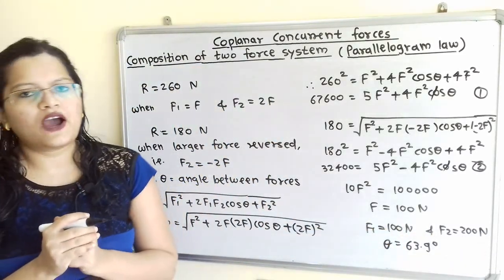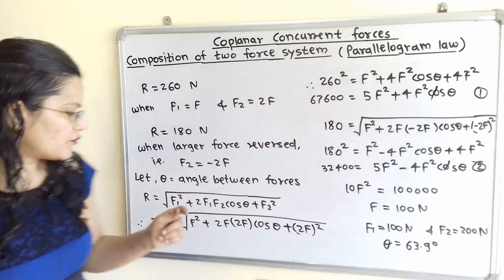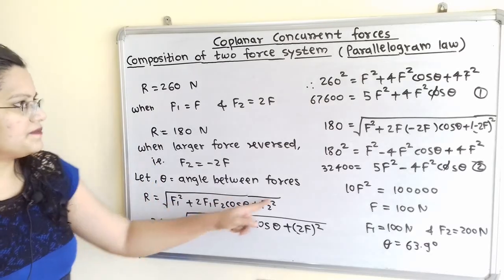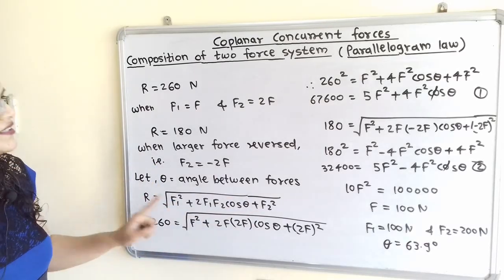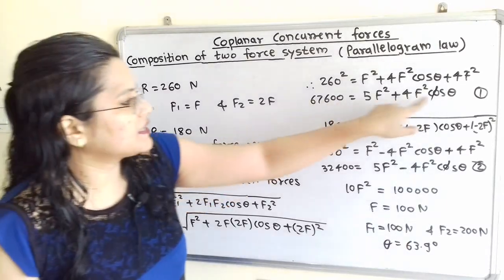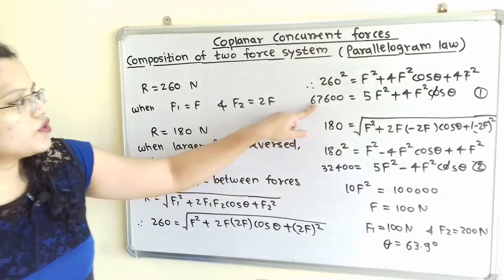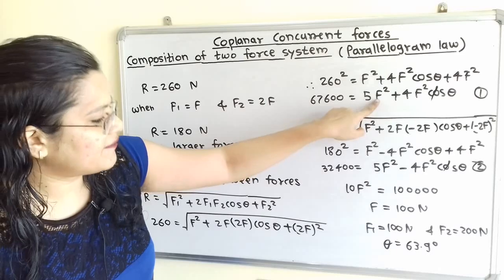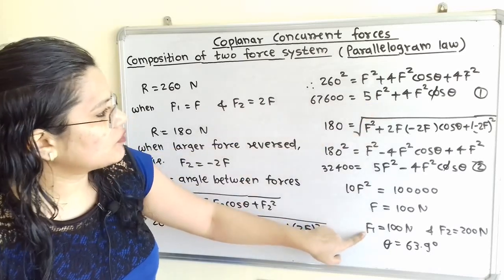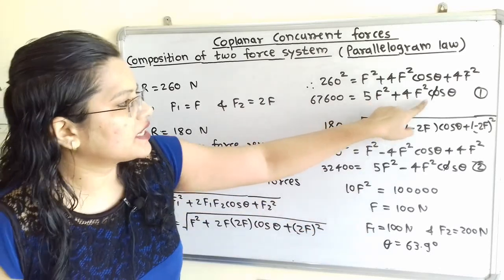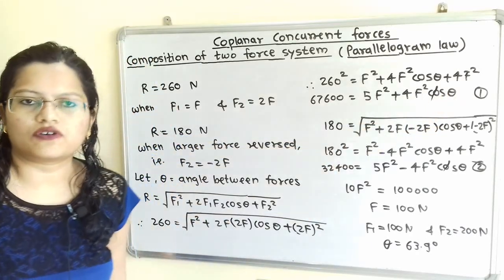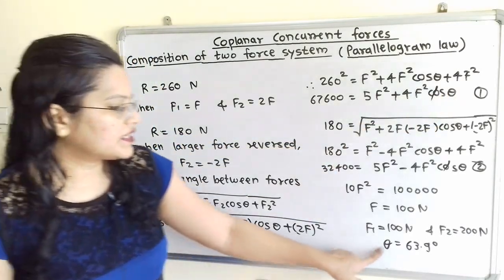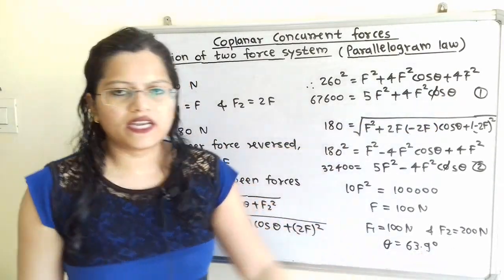Now how to find the value of theta? We have equation number 1. If we put the value of F, that is F1, in this equation, then we will get the answer for cos theta. So theta is equal to 63.9 degrees.